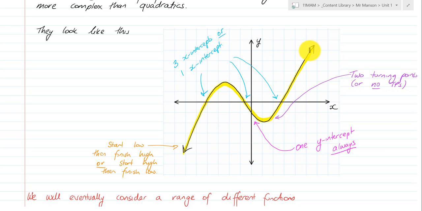It will have 1 y-intercept, always. It might not be on the diagram you're looking at, but it will exist. When we put x equals 0 into any cubic, there is a y value that exists for that. But if it's negative a million, then you might be looking at a function that's more over here and you can't see the y-intercept, but it definitely exists. And it starts low, then finishes high, or it starts high, then finishes low. They're the features of a cubic that you'll see.